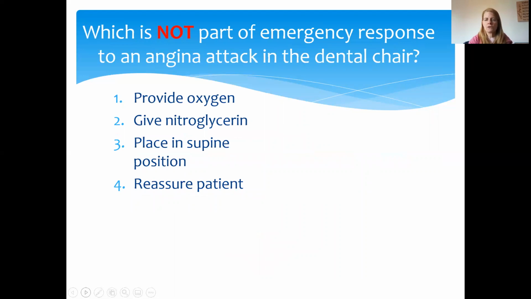which is not part of the emergency response to an angina attack in the dental chair, is to place them in a supine position. We want to place them in a semi-supine position. We are going to provide oxygen. We are going to reassure them that everything's going to be okay. We are going to give them nitroglycerin if they are having chest pains.